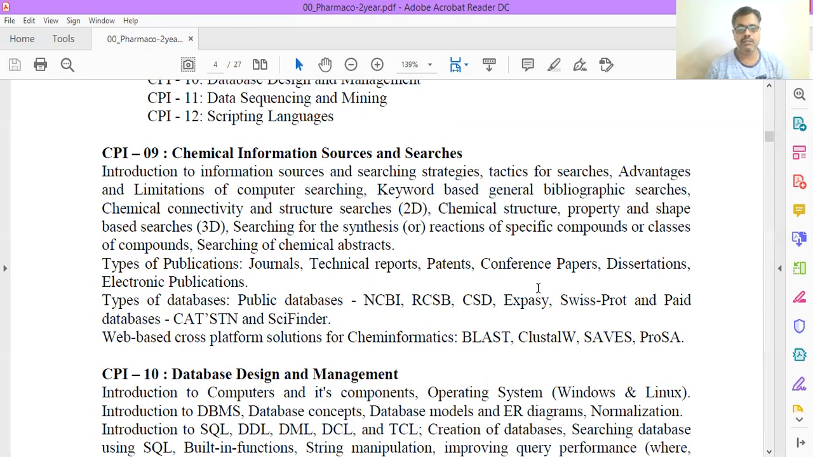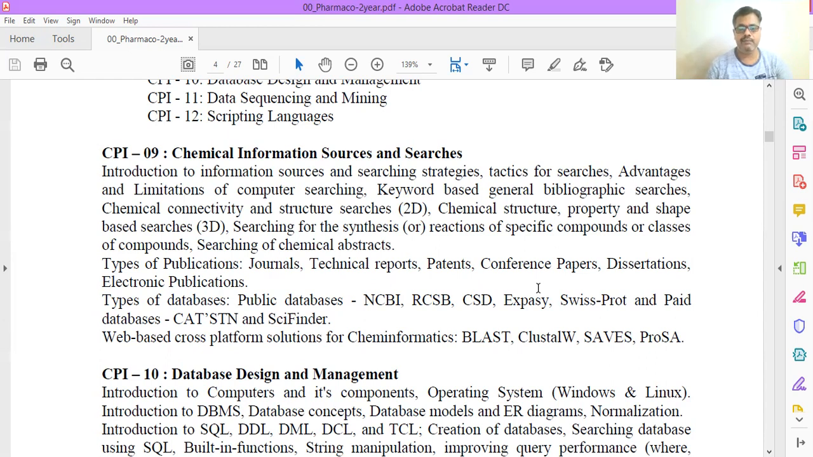Types of journals, technical reports, what is a patent, what is a conference paper, what is a dissertation, and how many types of electronic, whether a print version or electronic version, means soft or hard copies of the publications are available. And different types of databases: database means collective information stored in rows and columns, that is generally called a database.